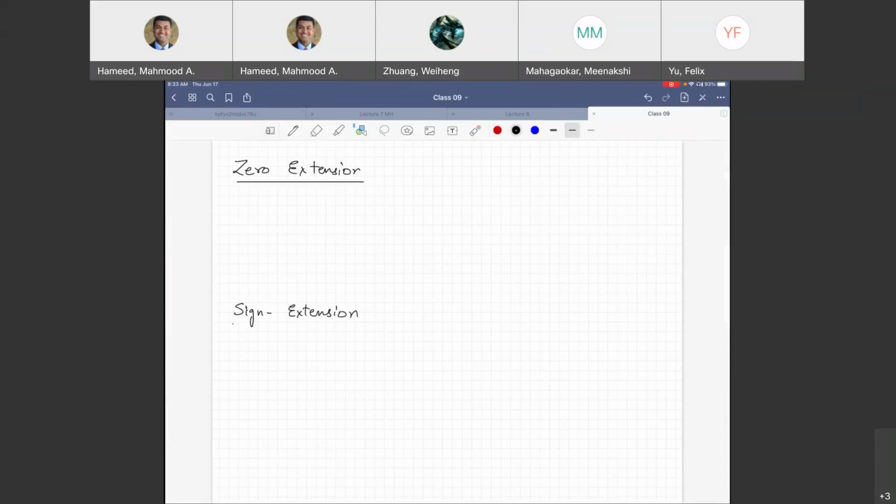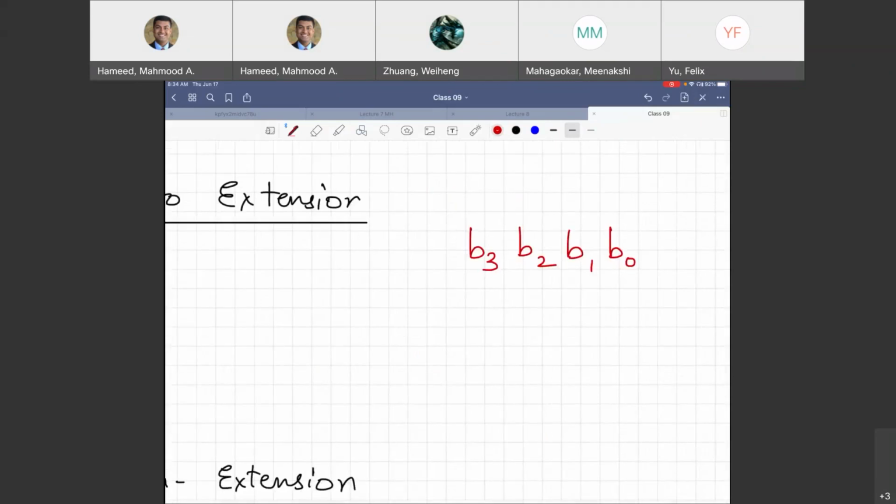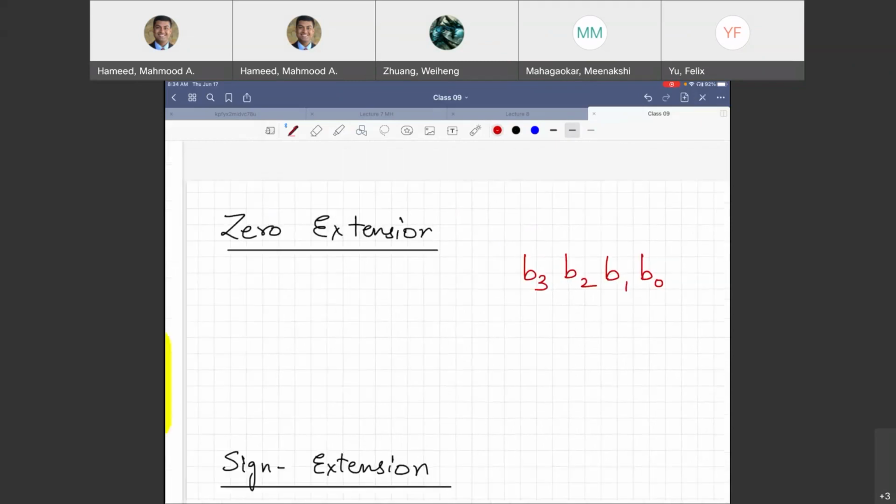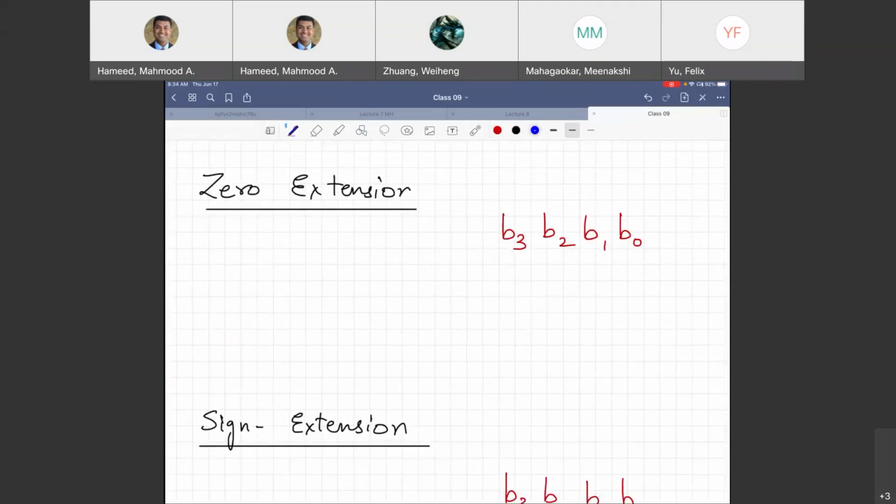I will consider 4 bits. Say I have B0, B1, B2, and B3. And I have these same guys again for sign extension. I am considering 4 bits. If I wanted to zero extend it to 8 bits, what should I do? What should I do here for zero extension? 4 zeros up front, right?